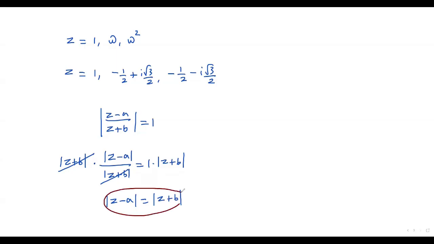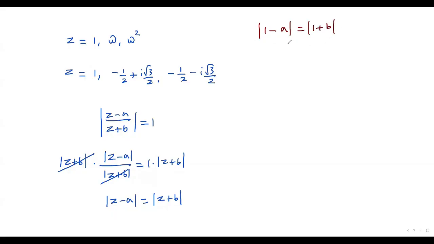Now in this equation, we have to plug in the three values of z one by one and solve for a and b. Okay, now let me plug in the first value of z, that is 1. Let me write the equation. So for this z over here and here, I have to plug in 1. Then I'm getting absolute value of 1 negative a equals absolute value of 1 positive b.